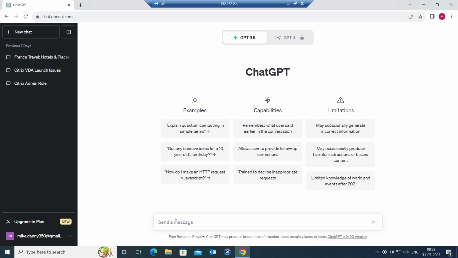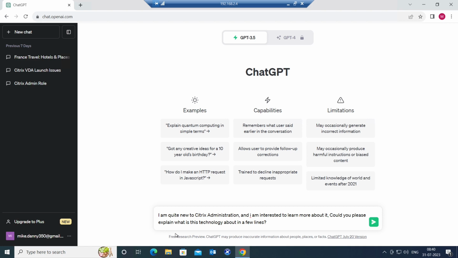Let's type something in the prompt first. I am quite new to Citrix administration and I am interested to learn more about it. Could you please explain what this technology is about in a few lines? Okay, so this is the question I am putting to ChatGPT.